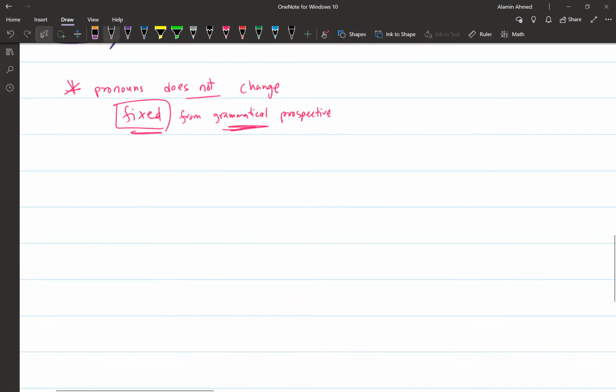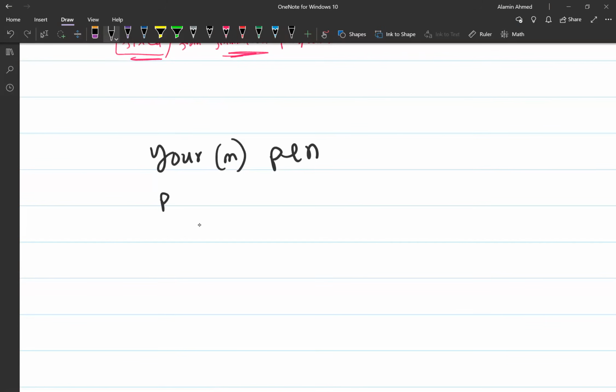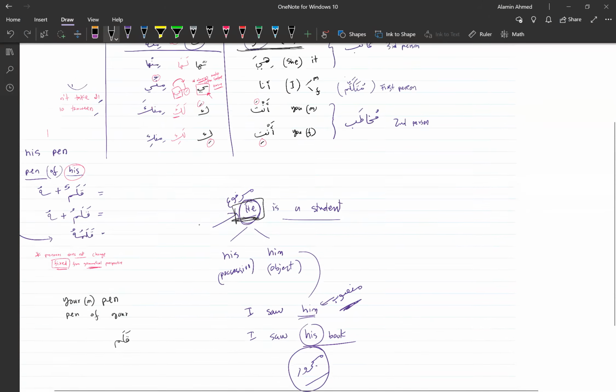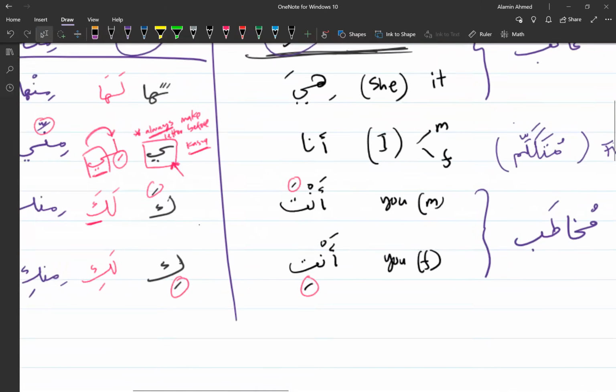You want to say your pen. You're looking at a boy, masculine. You want to say your pen. How would you say it? So, right now let's do the same way. Pen of your, so that means what? This is your idafa. So the first word is qalam. And the second one, how do you say your? Let's look at here. How do you say your?